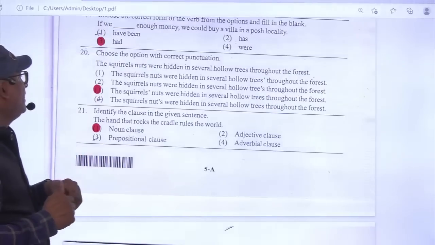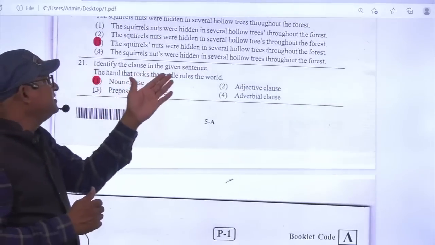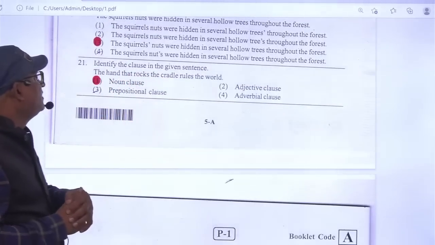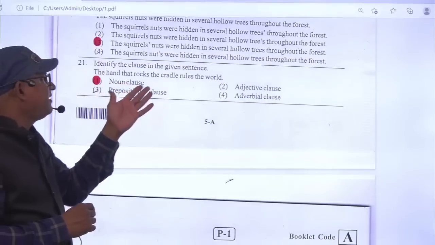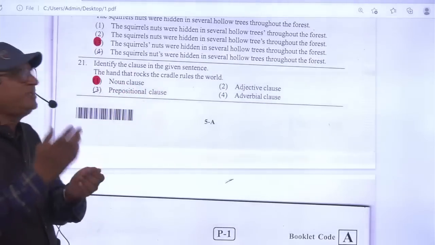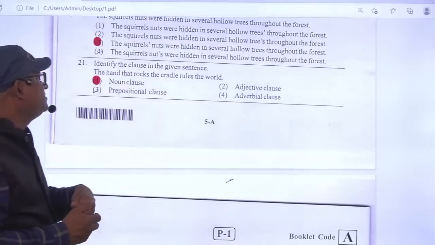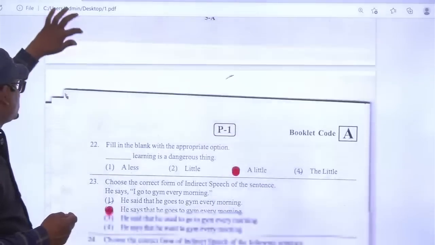Okay. And let's go for question number 21. Identify the clauses in the given sentence. The hand that rocks the cradle rules the world. The hand is nothing but a noun, so that might be the noun clause, isn't it? Because it has no complements. Let's go for question number 22.